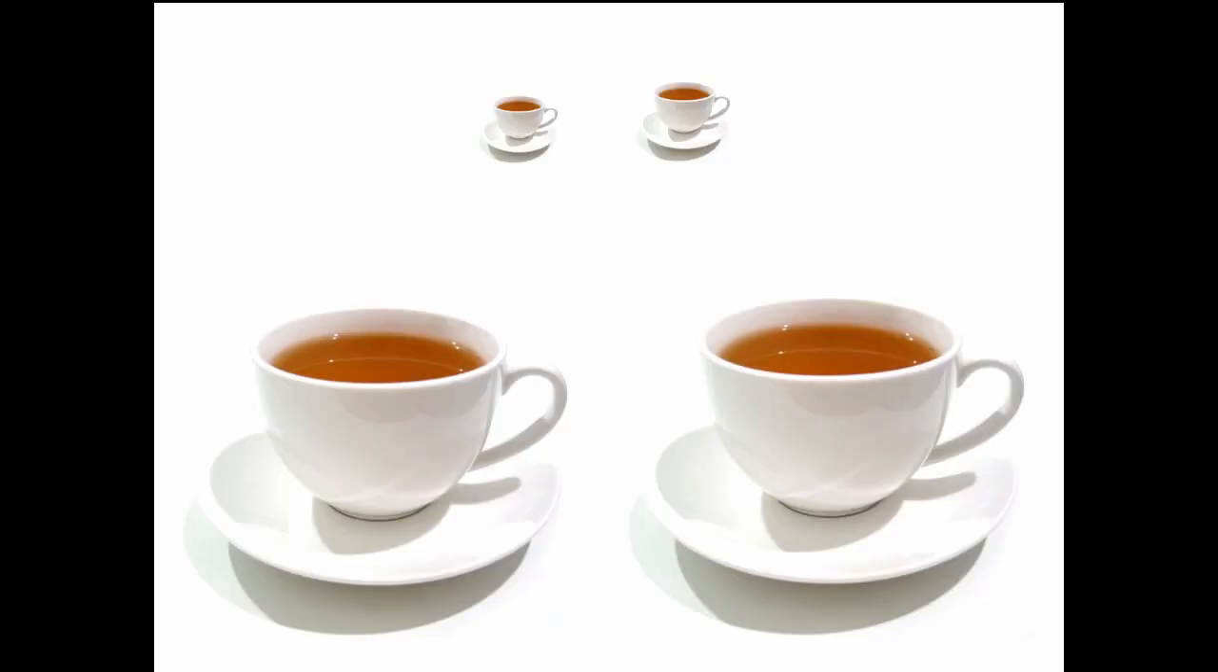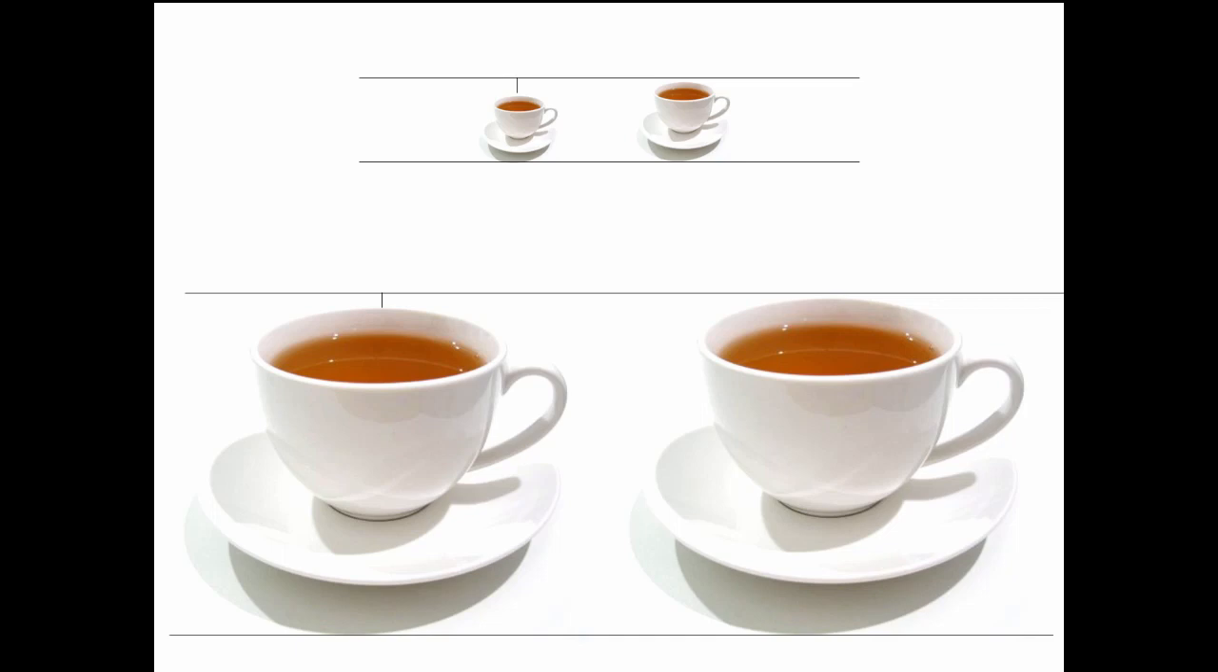Let me give you another example. Look at these two pairs of coffee cups. In both pairs, the right cup is larger than the left cup, but it's easier to see the difference in the top pair than the bottom pair. In fact, the right cup is bigger than the left cup by exactly the same size in both pairs. But the difference again is easier to perceive in the top because the top stimuli are smaller to begin with.